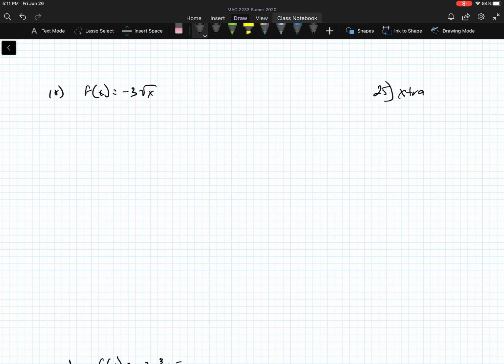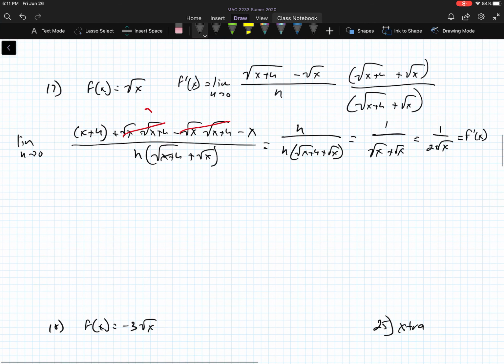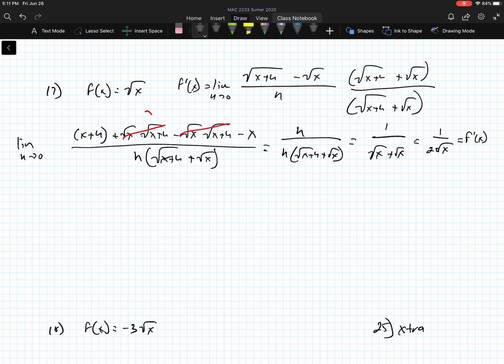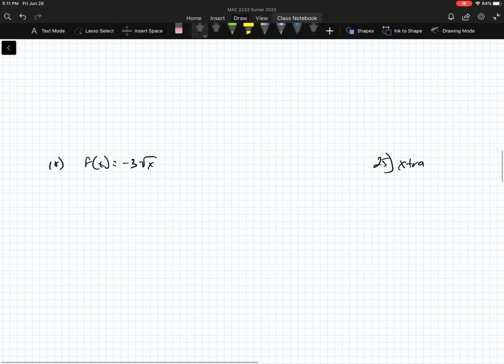All right, number 18. Number 25 I'm going to leave as extra credit. So here's the nice thing about this one. We already know that if the function f of x is the square root of x, I can evaluate this one basically the same way as I did the previous one.